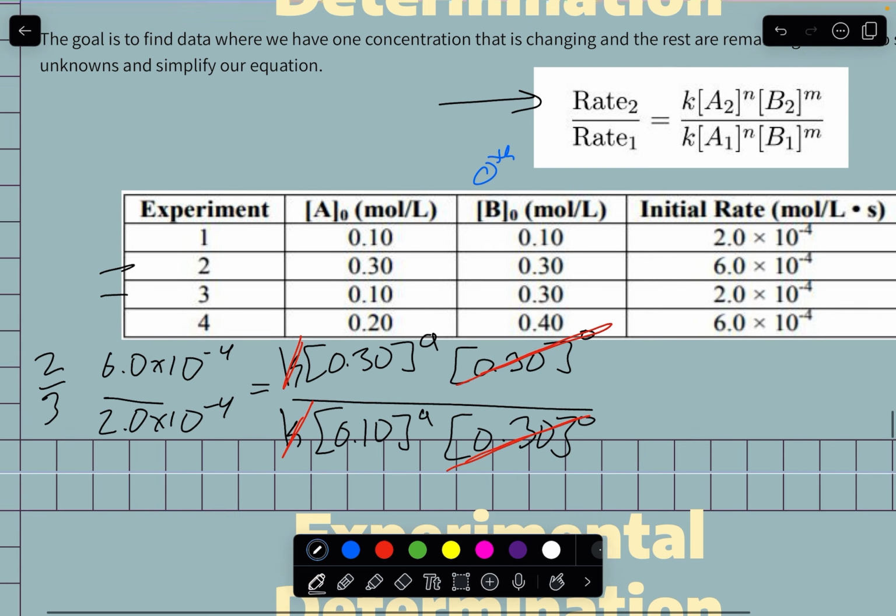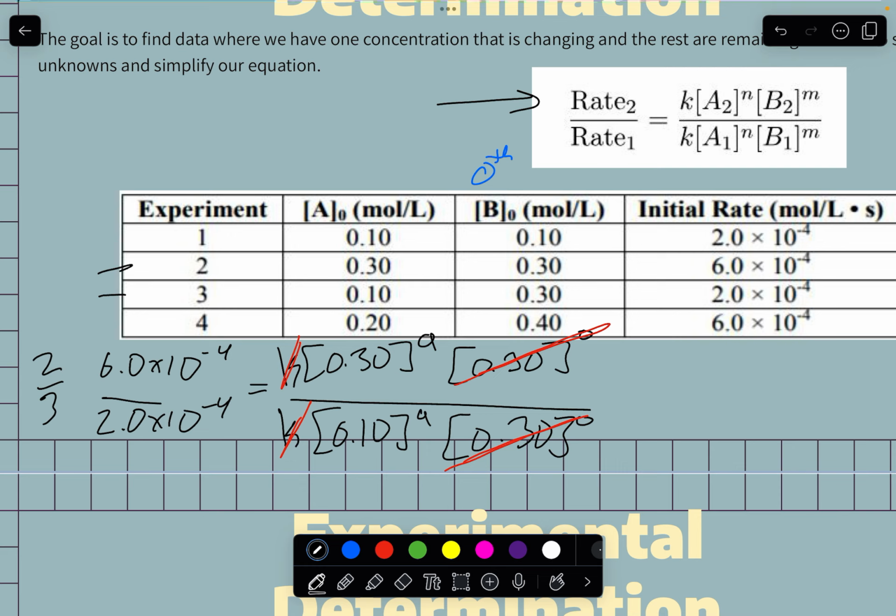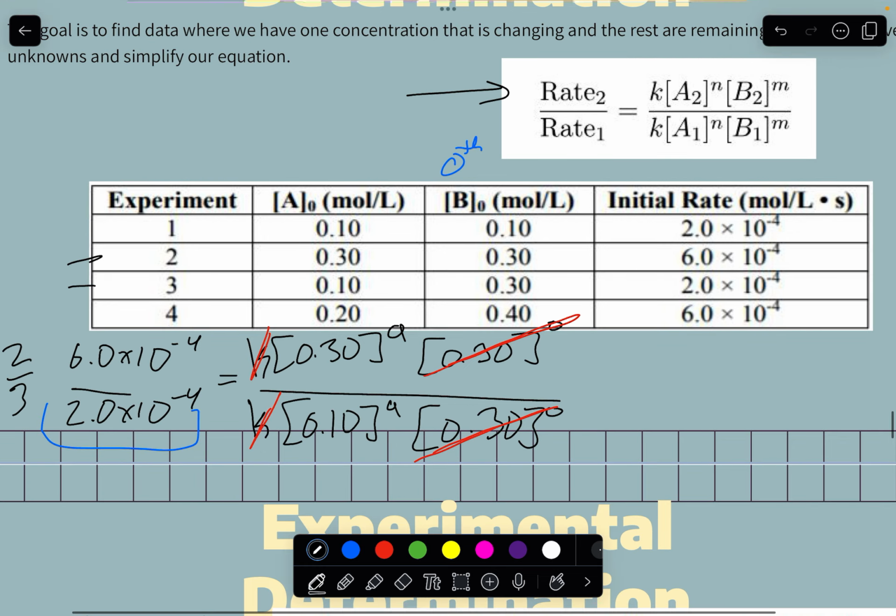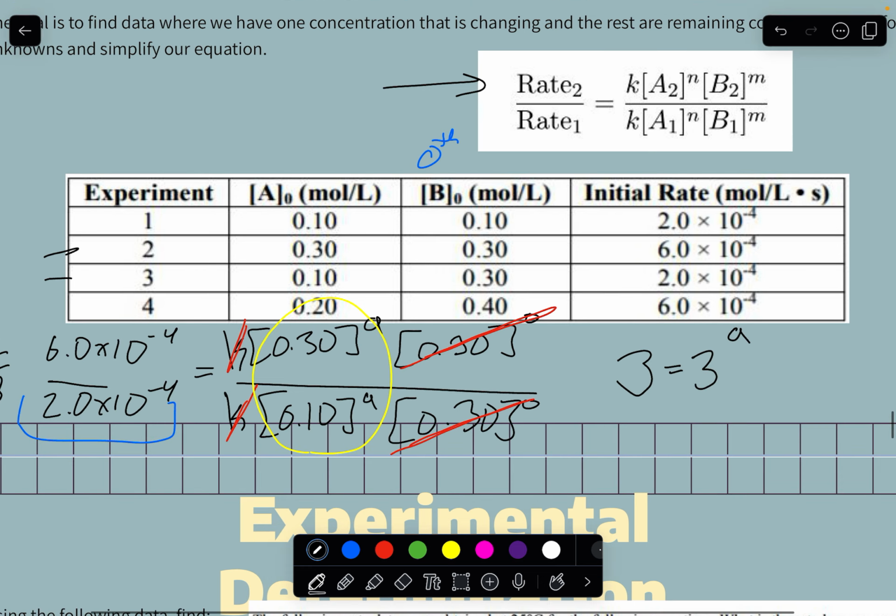And then we're left with, on the left here, 6 divided by 2 is 3. So that leaves us with 3 is equal to, for the A terms, 0.3 divided by 0.1 is also 3. So 3 to the a power. If our numbers are staying the same, that means our exponent has to be 1. So we know a is to the 1st power.